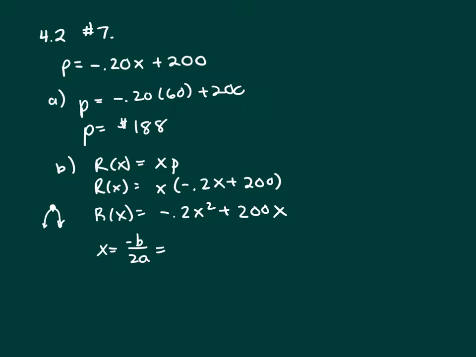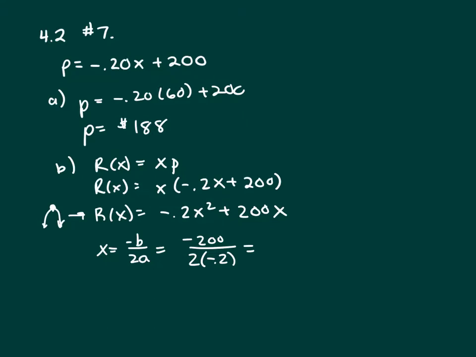So you get your a and b from the revenue equation. A is negative 0.2 and b is 200. So negative b would be negative 200 divided by 2 times a negative 0.2. Once again, I'm going to use my calculator. And I have negative 200 divided by 2.